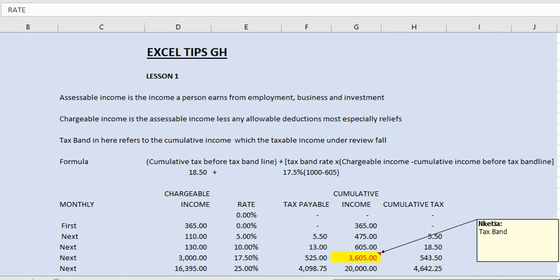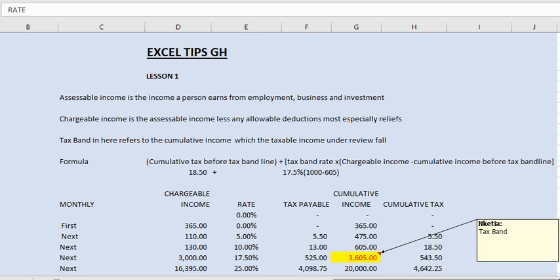Previously, we discussed the assessable income and the chargeable income, and tried to distinguish the differences between them. We explained that the assessable income is the income you earn from employment, business, and investments. Then we list any applicable reliefs, like the contribution to pension or SSNIT, and other reliefs such as the marriage relief, responsibility relief, and child education relief. After you subtract all of those reliefs, we arrive at our chargeable income.